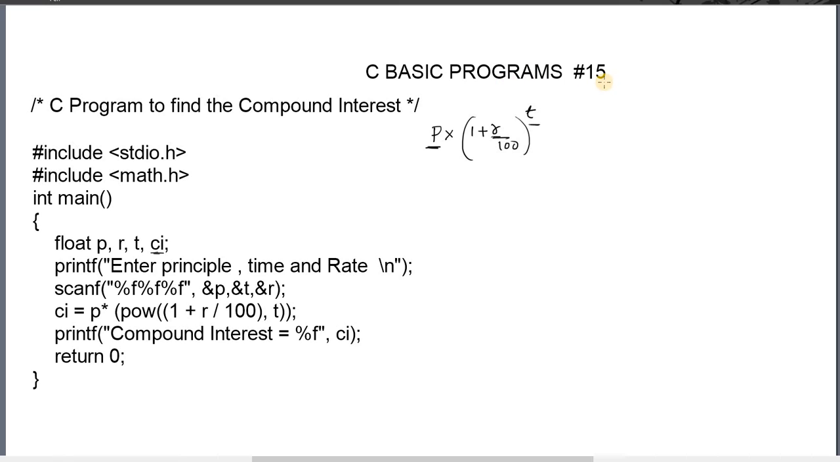C basic program. This is part 15. Let me explain the code to find the compound interest. The compound interest formula is: P into (1 plus R by 100) to the power T.